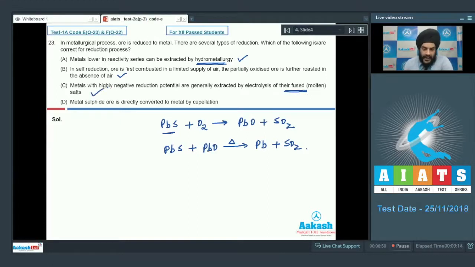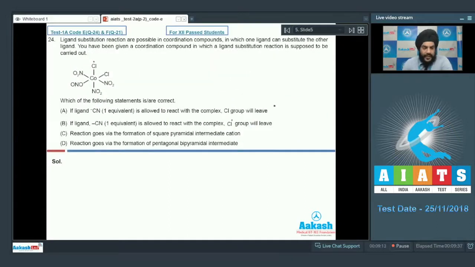Metal sulfide ore is directly converted to metal by cupellation. This statement is incorrect, students. Cupellation cannot convert the metal sulfide ore directly into the metal. So in the given question, the examiner is interested in knowing about the correct answers. So we have to mark option A, option B and option C as the correct answer to our question. Let us look at question number 24 now.